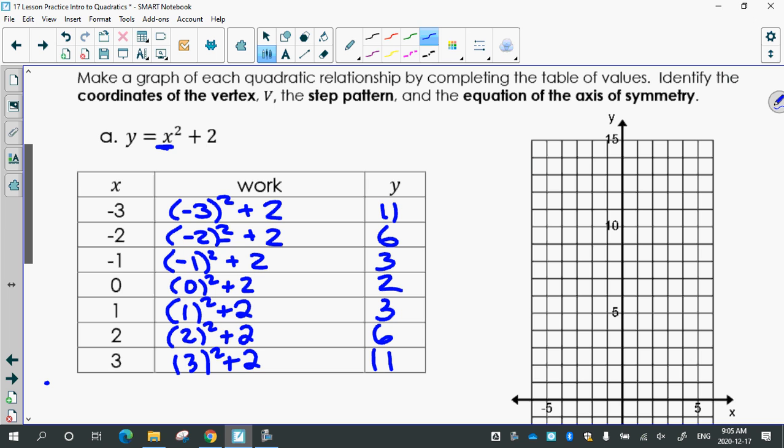So there's our points. And then we need to plot them. So this x and this y form like an ordered pair, right? Everybody good? That's what we just did there. And then -2 and 6 would be a point. So you're just plotting those points now. Okay? So plot them, see what your parabola looks like.